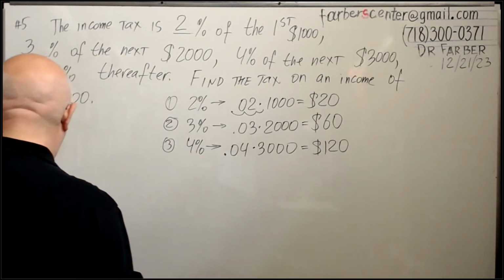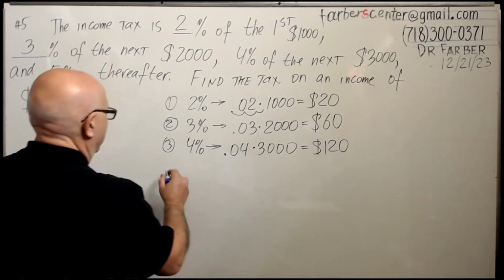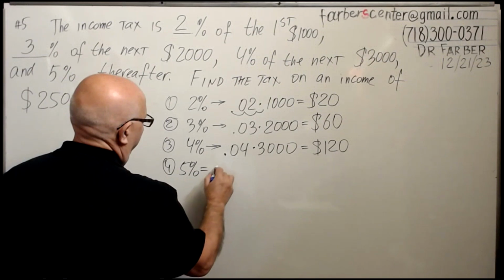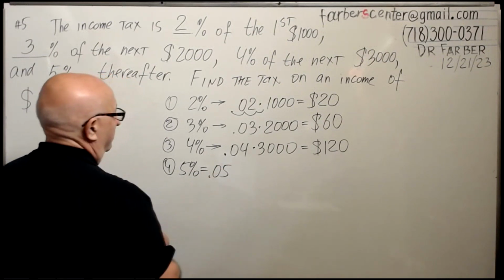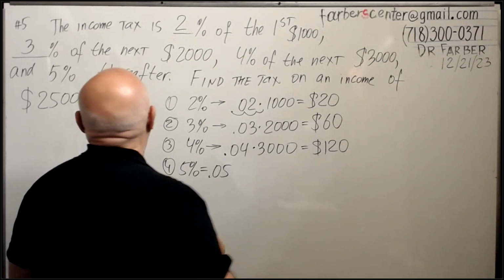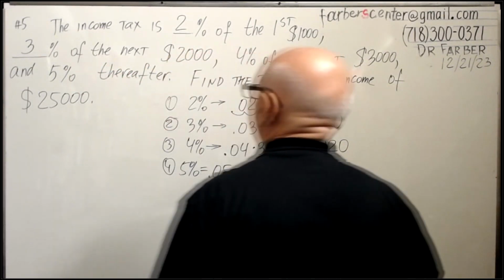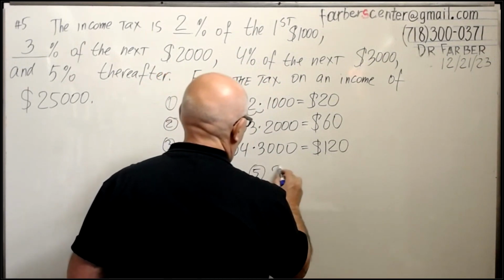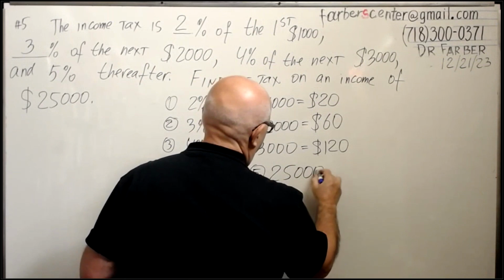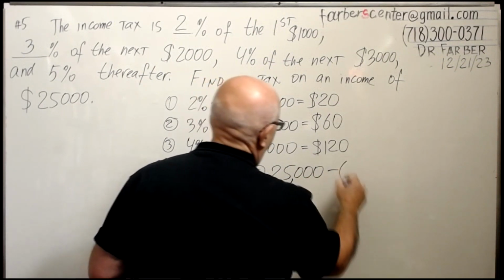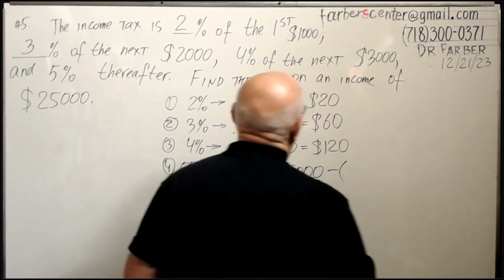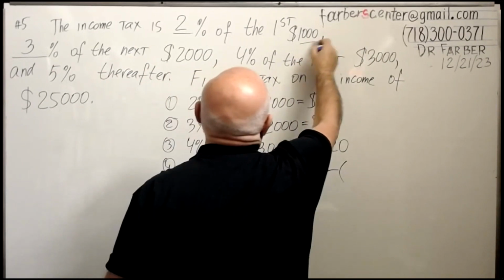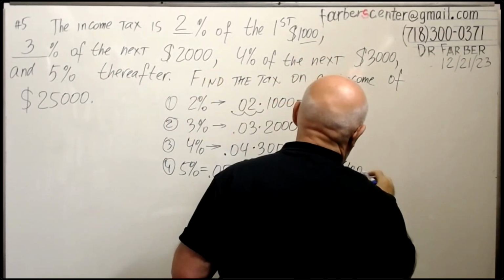And 5% thereafter. 5%. 5% is what? It is 0.05, like we did. But what is thereafter? It means if his income was, step number 5, $25,000, and he already paid for 1,000. This one, this already paid.